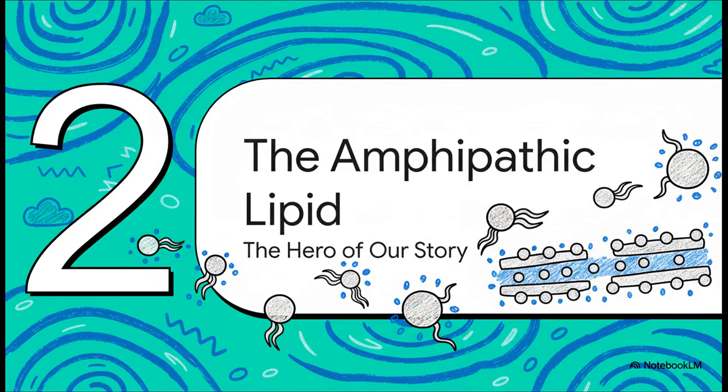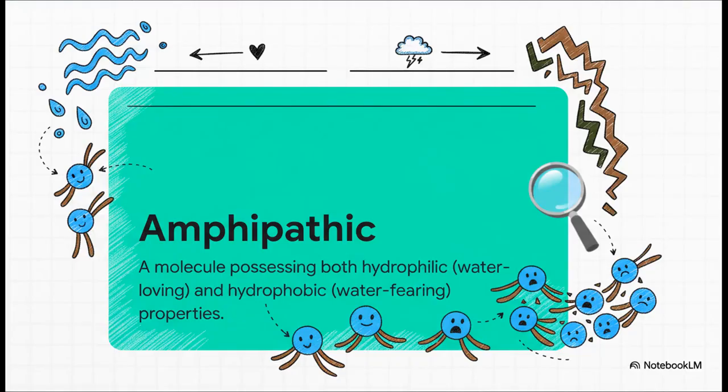And this brings us to the hero of our story, the amphipathic lipid. This isn't just a fancy term to remember. It is the absolute key to understanding how life is structured, right down at the molecular level. It's a real game changer. So, what does amphipathic actually mean? Well, it describes a single molecule that has two totally opposite feelings about water. One part of it is hydrophilic, which means it loves water, and the other part is hydrophobic, which, as we know, means it fears water.